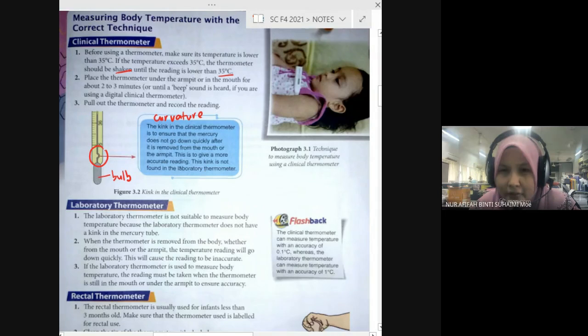The laboratory thermometer does not have this kink. Only the clinical thermometer has it. After we shake, we put it under the armpit or in the mouth for about 2 to 3 minutes, or until a beep sound is heard. The beep sound is heard when we use a digital clinical thermometer.